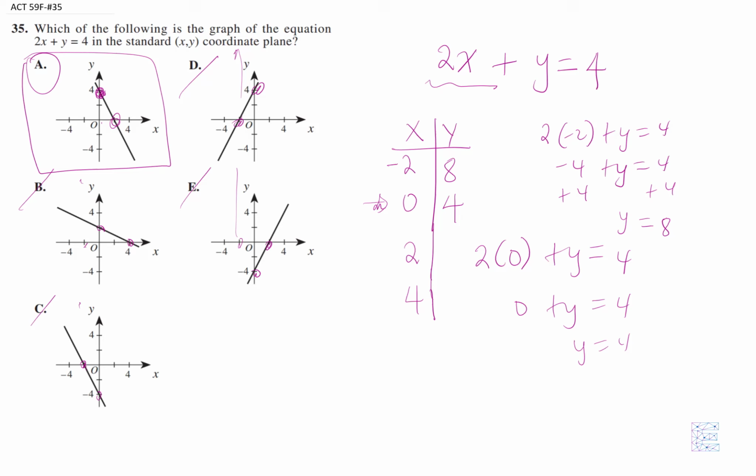And that concludes this lesson on linear functions. We talked about the 3 ways that linear functions can be written, and we also talked about how to graph linear functions. And lastly, we ended by practicing actual SAT and ACT questions.